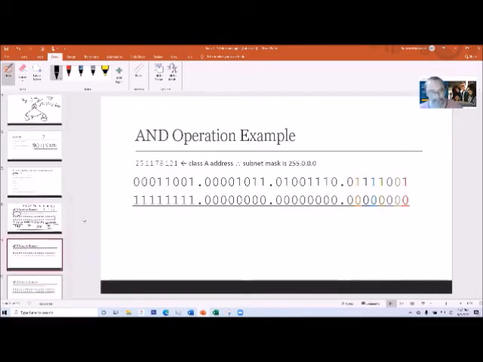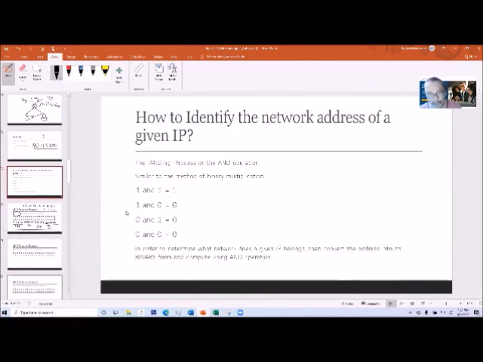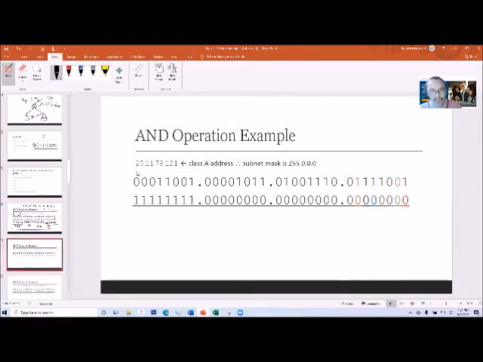Another example. I hope you get the process. All you have to do is look after the rules of multiplication, or the rules of the ANDing procedure. So let's say 25.11.78.121. We are going to look for the network address of this IP, where this IP came from.